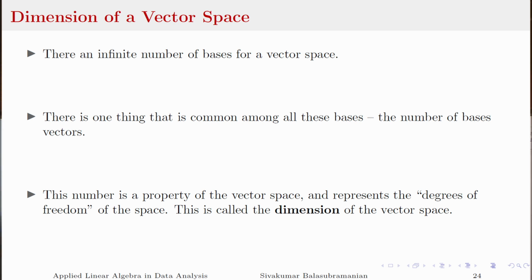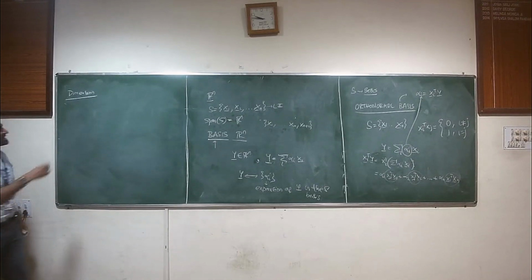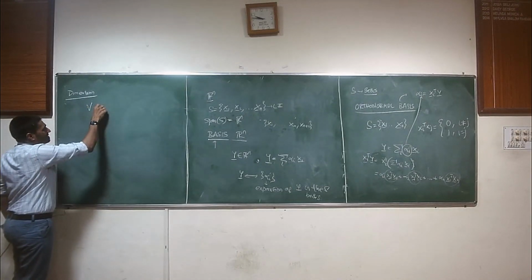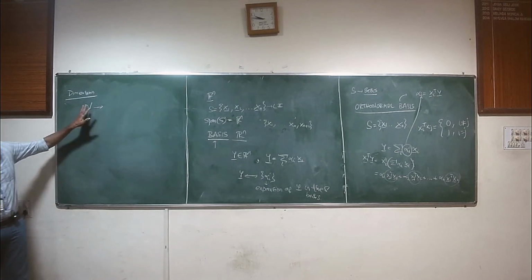So this then brings us to the idea of the dimension of a vector space. Let's say I have a vector space V, a general vector space, not Rn.